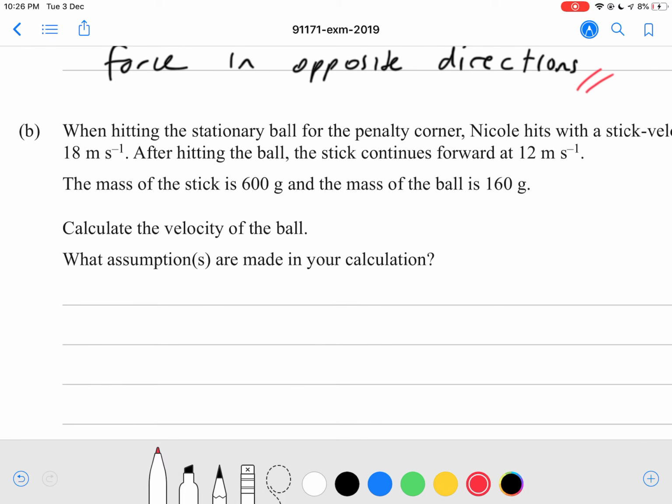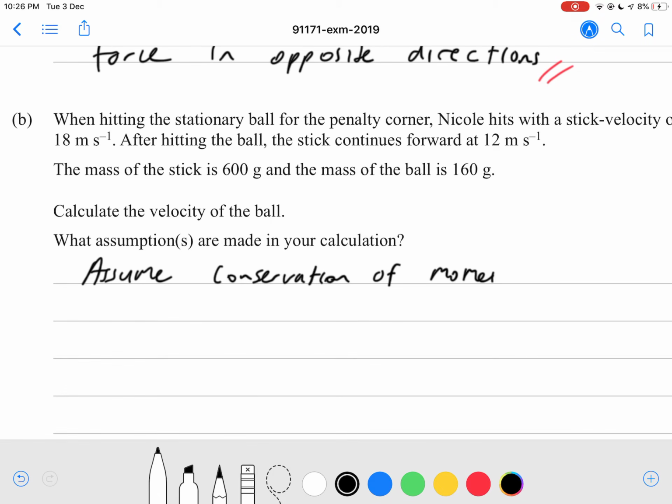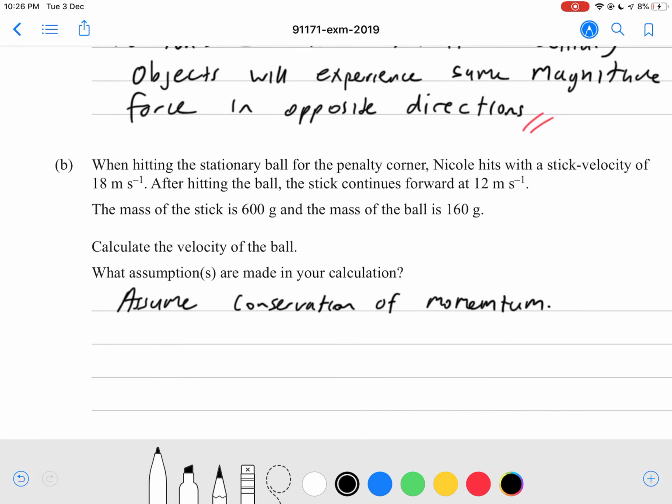Okay, so obviously this question is going to be a conservation of momentum question. So this will be involving the assumption of conservation of momentum. Assume conservation of momentum, so that's Pf equals Pi. So final momentum equals initial momentum. So we know that P equals mv.